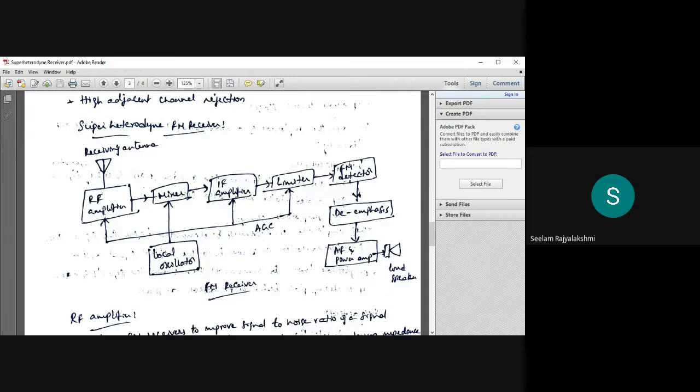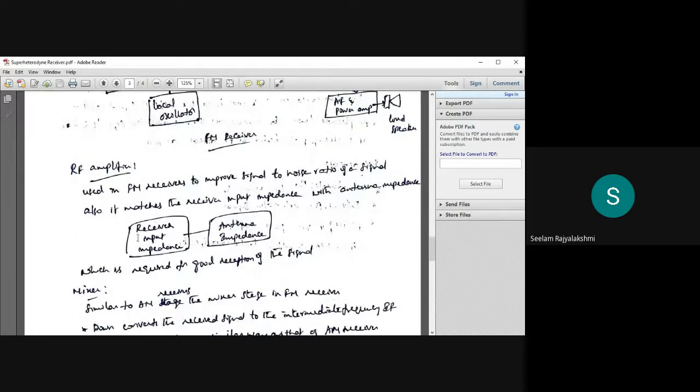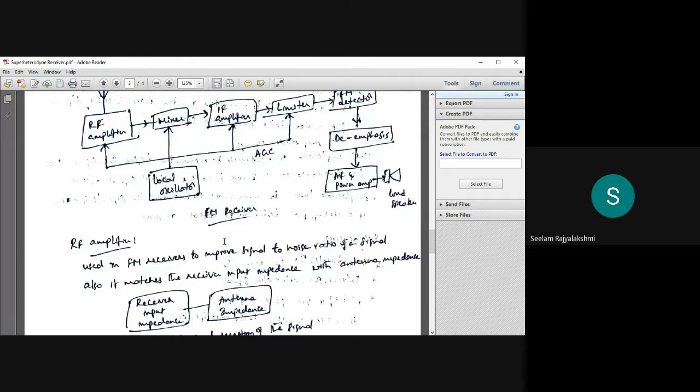So it matches the receiver input impedance with the antenna impedance. That means this RF amplifier matches the receiver input impedance to the antenna impedance, which is required for good reception of the signal. Whenever the receiver input impedance is matched with the antenna impedance, we have good reception of the signal. So this is the radio frequency amplifier, which helps in matching the receiver input impedance with the antenna impedance, so that there is good reception of the signal.